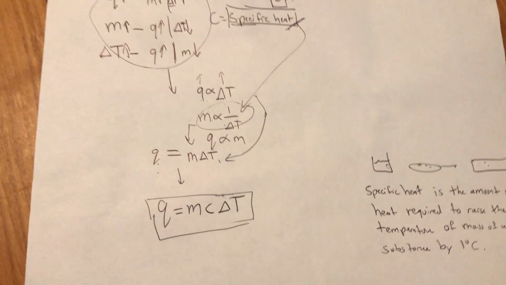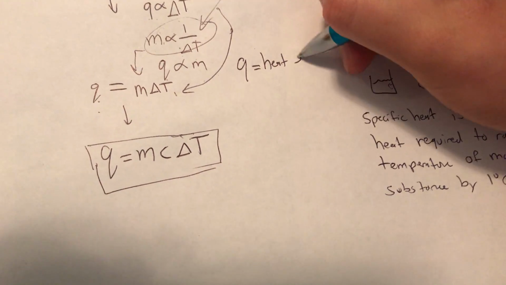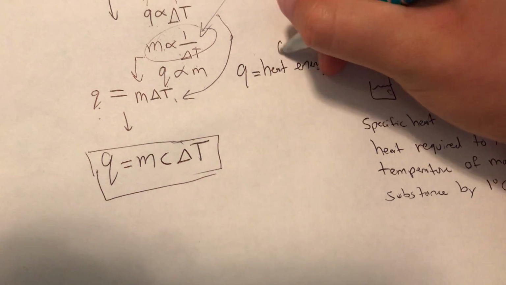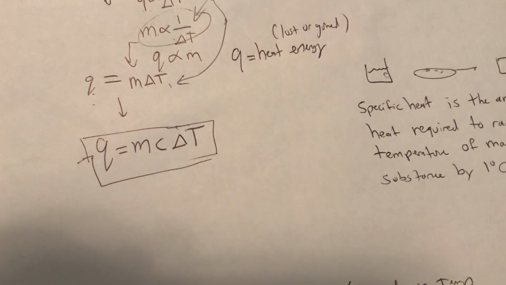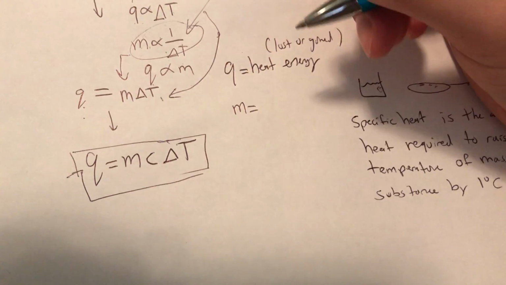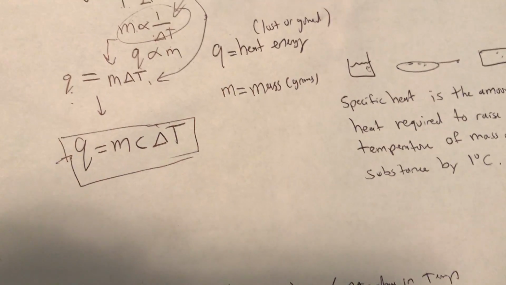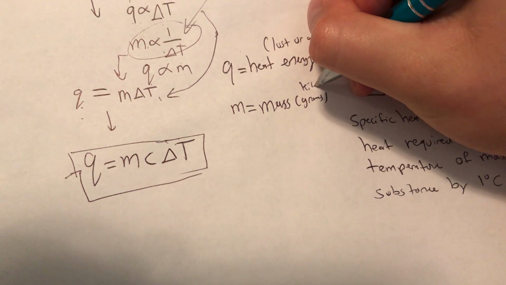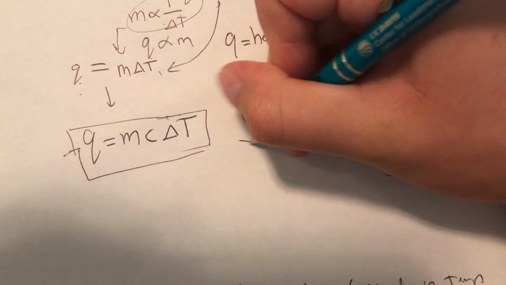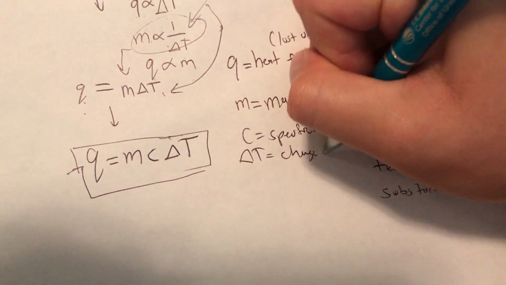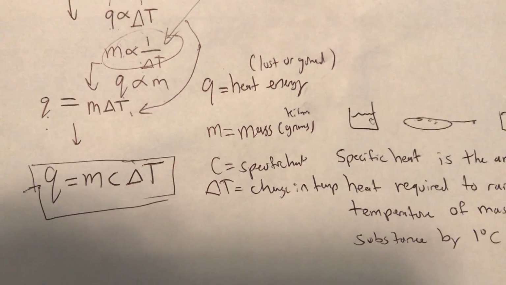Just to clarify, Q stands for heat energy, and this can be either lost or gained, because it's possible to have a negative Q. M is our mass, measured in grams, or it could also be kilograms, depending. C is our specific heat, and delta T is our change in temperature.